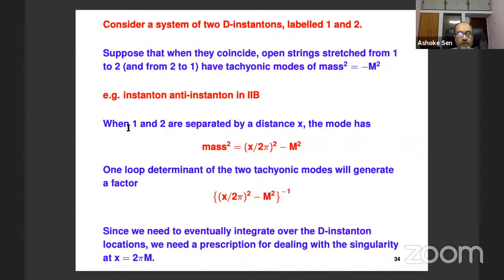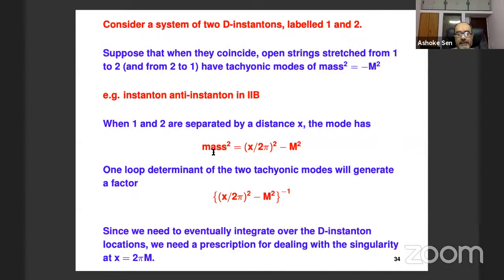Okay. So now let's consider the case when they are separated by distance x. In this case, the mass square of the tachyon or would-be tachyon is given by (x/2π)² - m². This 1/2π is a reflection of the fact that the string tension is 1/2π. x is the separation. So this is the mass square of the tachyons, which stretch between the two D-instantons.